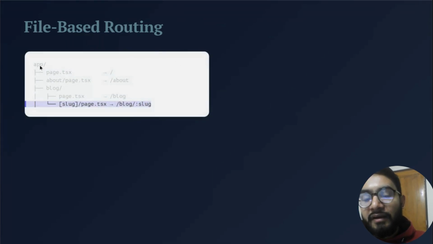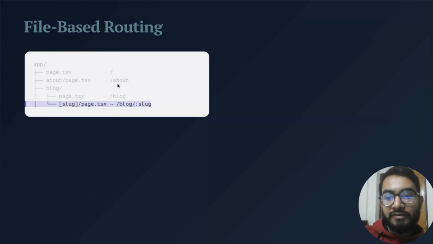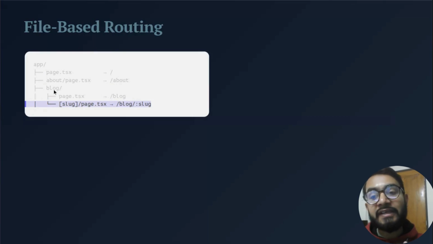There is an app folder in the root. So this is not the root actually, this is the starting point of the routes. In your app folder, if you define any folder, I mean, if I define an about folder, it's going to be the about route. If I create a blog folder, it will route to the slash blog route.